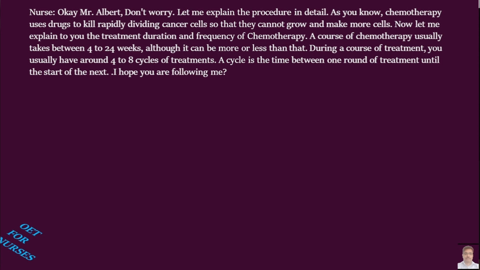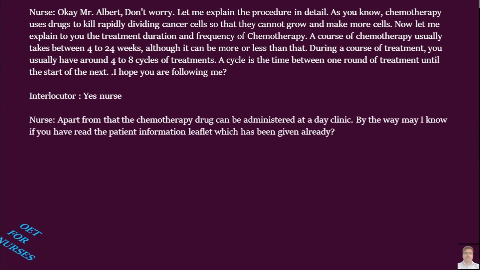That is, a course of chemotherapy usually takes between 4 to 24 weeks, although it can be more or less than that. During the course of treatment, you usually have around 4 to 8 cycles of treatments. A cycle is the time between one round of treatment and the start of the next. I hope you are following me. Then interlocutor may agree with that. Then continue by saying, apart from that, chemotherapy drugs can be administered at day clinic. By the way, may I know if you have read the patient information leaflet which has been given already?